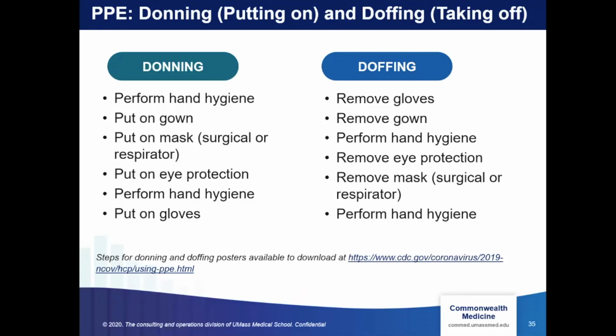So PPE, or personal protective equipment, there are procedures for donning, or putting them on, and for doffing, or taking them off. So perform hand hygiene first. You want to make sure you don't have contaminated hands that you now start touching your PPE before you're going to put it on. Once you've done, your sanitizer is fine. You sanitize your hands, you put on the gown. Now you put on your mask, either the surgical or the respirator. You put on your eye protection, it could be safety glasses or the shield.